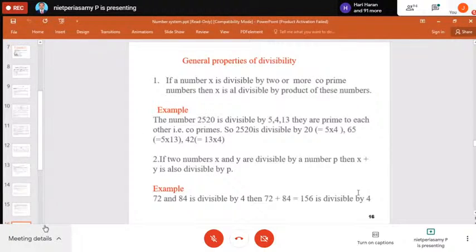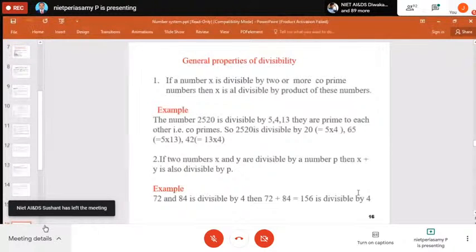Next, property 2. If two numbers x and y are divisible by p, then x plus y is also divisible by p. Here 72 and 84 are divisible by 4. So 72 plus 84 is also divisible by 4. 72 is divisible by 4 and 84 is divisible by 4, so the summation is also divisible by 4. This one is property 2.